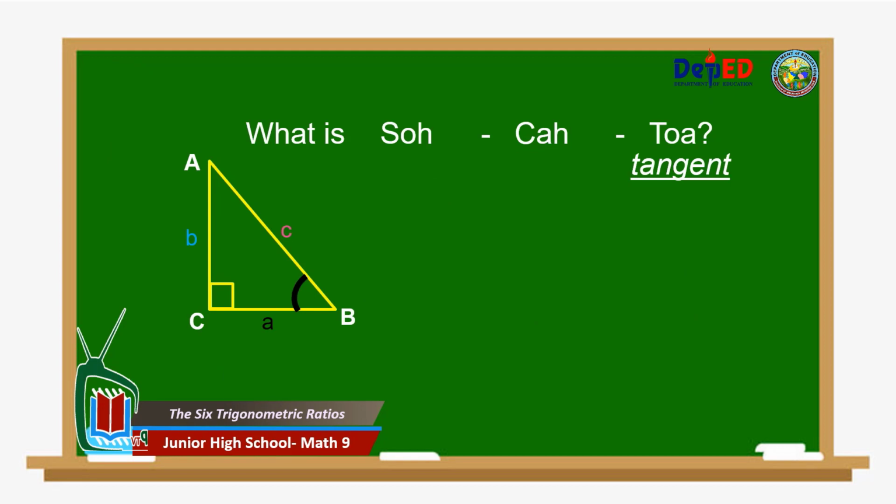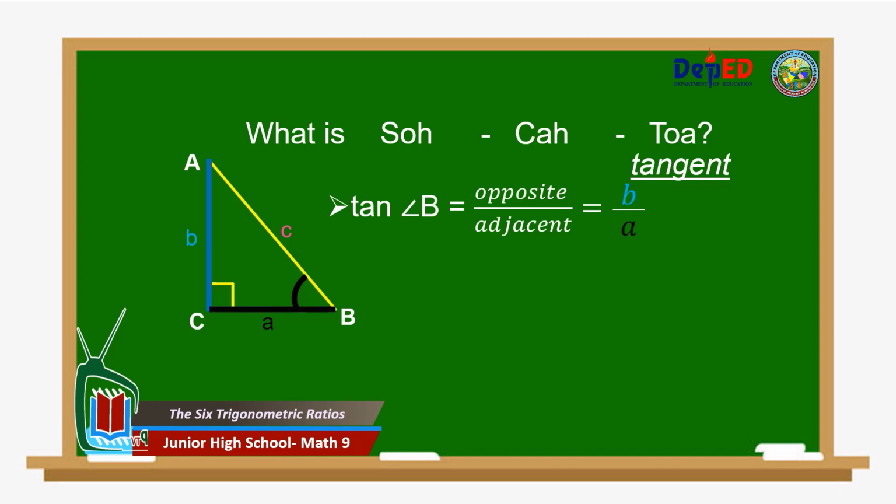The third ratio is the tangent. So we are going to use TOA, or that is opposite over adjacent. The opposite side of angle B is side B, and the adjacent side is side A.